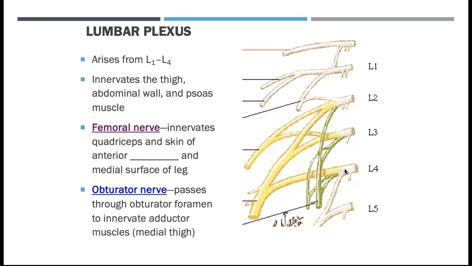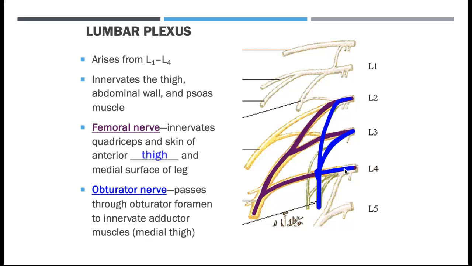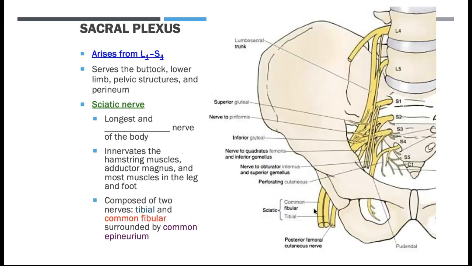psoas muscle. The major nerve here is our femoral nerve, and that innervates our quadriceps and the skin of the anterior thigh and the medial surface of the leg. And then in blue here, we could see our obturator nerve, which also comes from L2 to L4, just like femoral nerve. And this is going to pass through that opening in the os coxa known as the obturator foramen to innervate our adductor muscles in the medial thigh.